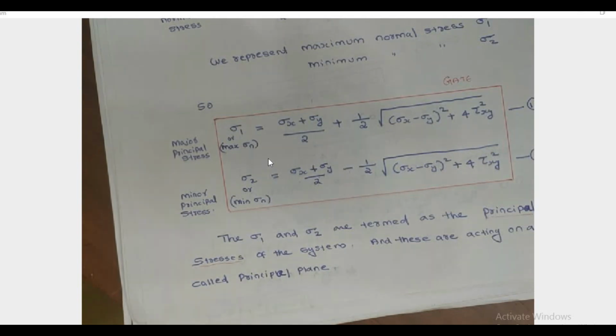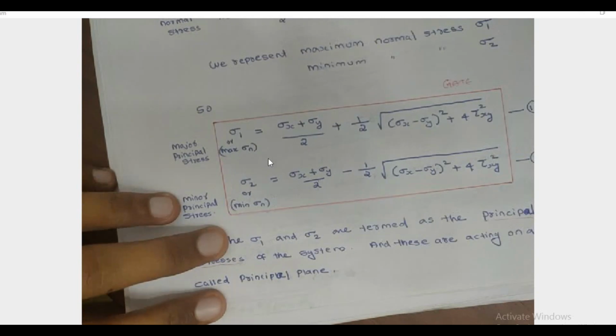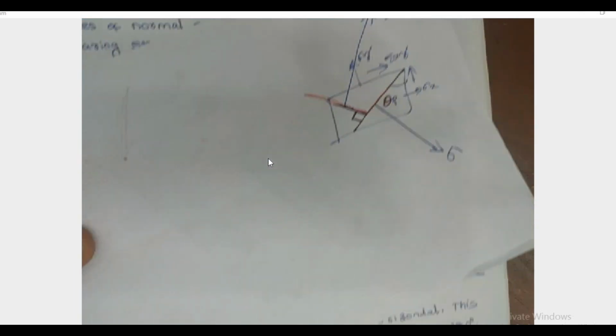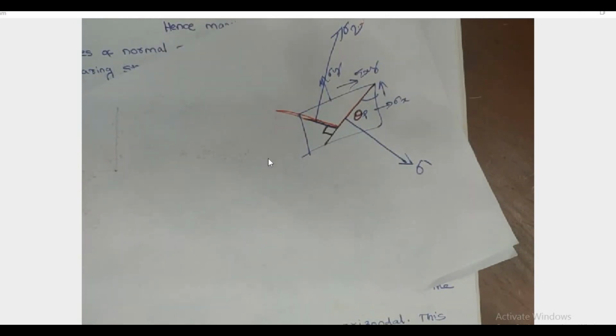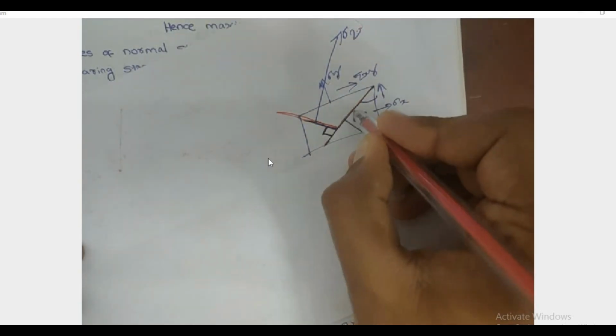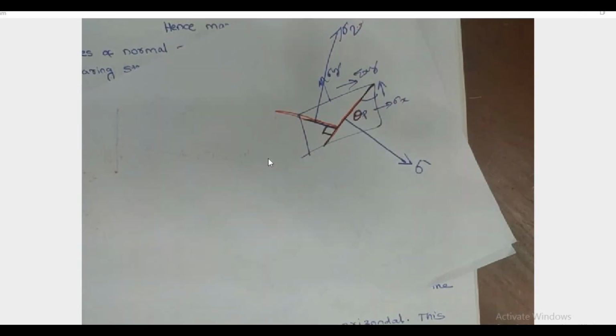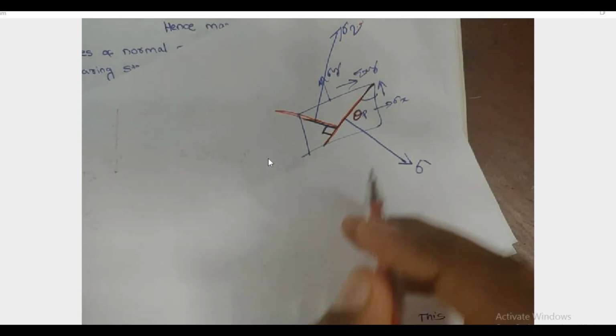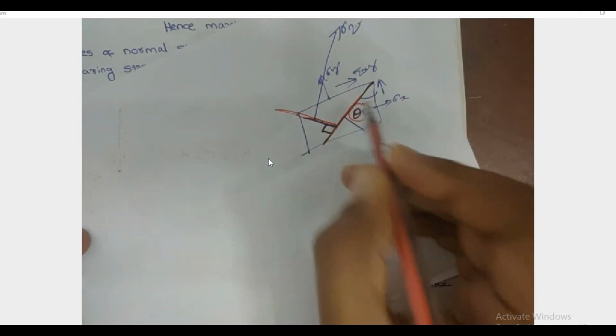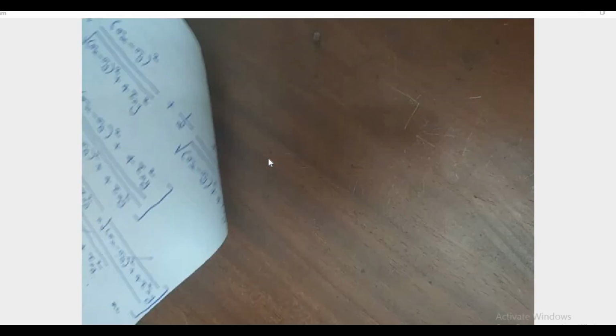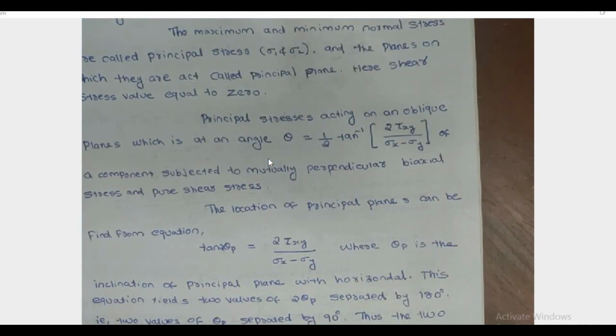Okay, then one important point is that we already defined principal plane. On a principal plane, the shear stress value is equal to 0. Shear stress value is equal to 0. Next, we can prove whether the shear stress is 0 or not on this plane. How? Just by supplying this theta p value into the shear stress equation. So we know the shear stress equation.